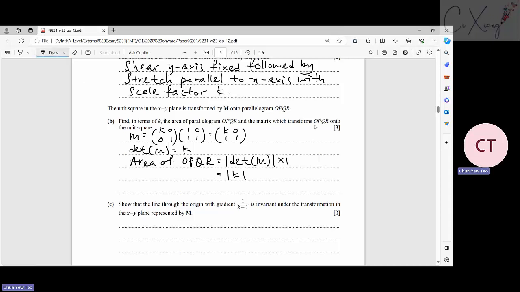So in order to find the matrix that transforms the image to the object, that means we're looking for M inverse. So M inverse will be 1 over k, these two values swap, and this one just put negative. So this will be M inverse. Done.